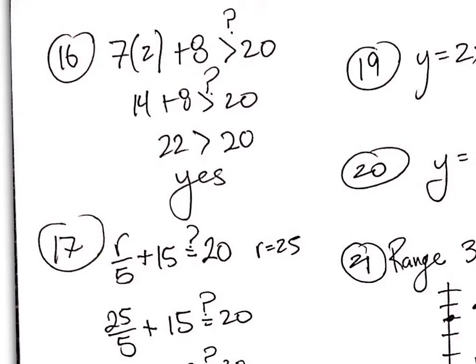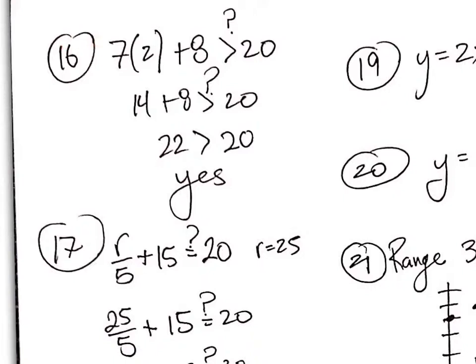Okay, and here's part 2 to our solutions to practice test for chapter 1. We're on question 16, and these ask, check whether the given number is a solution of the equation or the inequality. So what that means is we're going to take the value and substitute it in for the variable and see if the equation or inequality works.